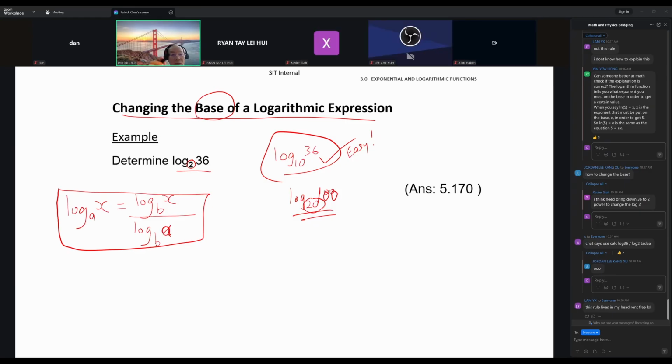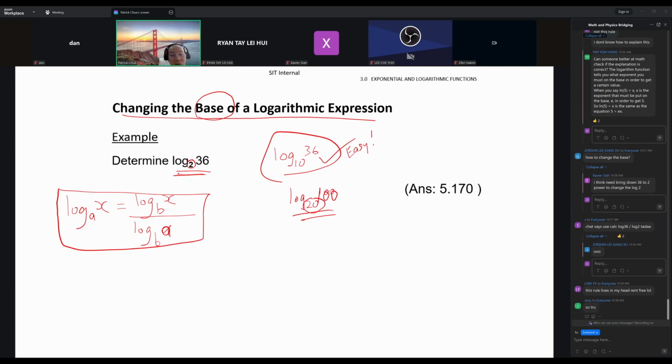Okay, so now let's look at finding the value of log to base 2 of 36, which you try hard using your calculator. Can you use a calculator to find log to base 2 of 36? Anybody? Cannot. So let's try to use this formula. You all love formulas.